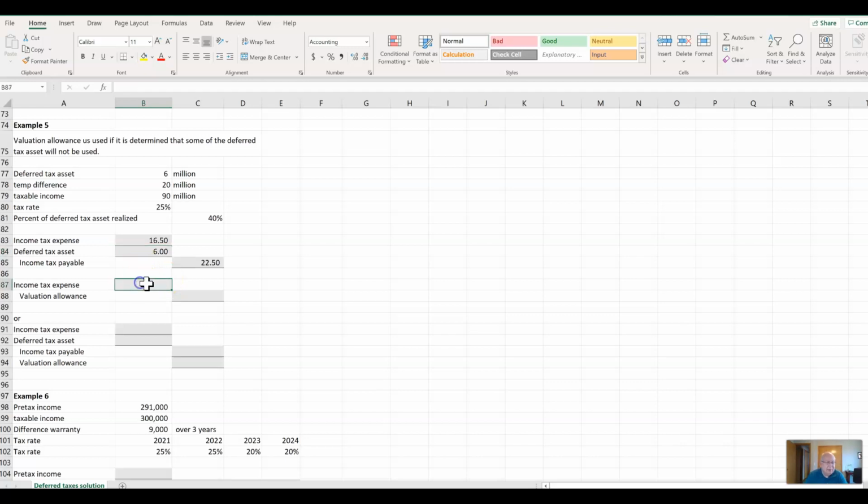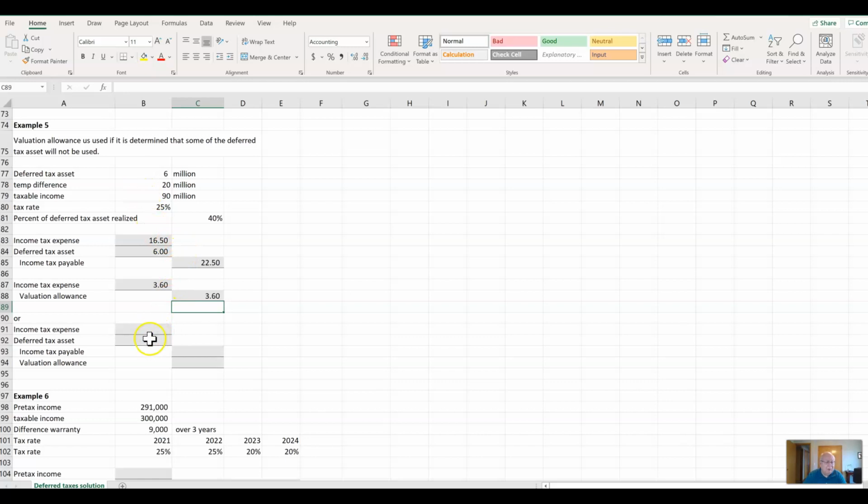Okay. Now, to take care of the valuation, we'd have the valuation allowance equal the 6 million times 1 minus the 40%, because we want to put in here the amount we're not going to realize. So that's the 3.6 million, and that's what the valuation is. It's kind of an offset for the deferred tax asset.